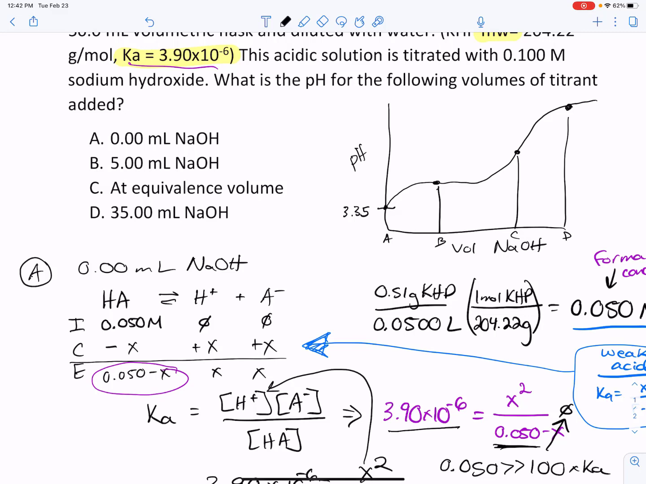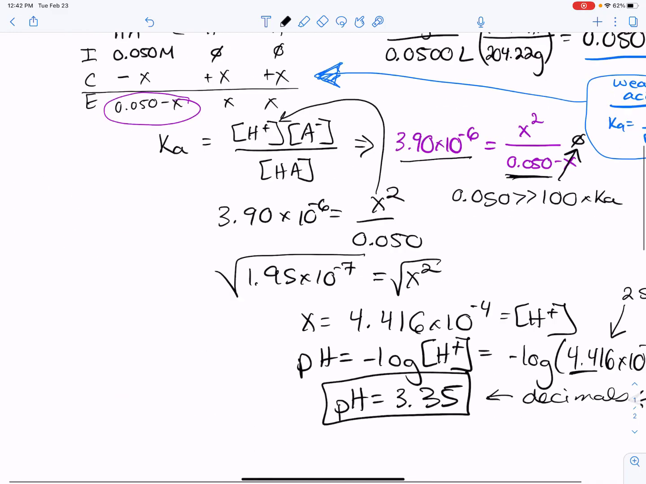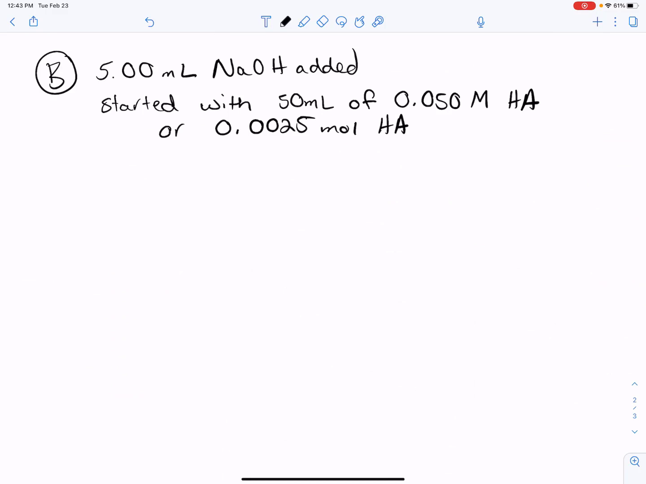All right, let's do the next point. Point B, what happens after I've added 5 milliliters of sodium hydroxide? What is the pH? For this problem, I like to remind myself of what I know before I get started. So I know I have 5 milliliters of sodium hydroxide. I have 50 milliliters total volume to start out with, and then I have my molarity of my HA, and then 0.0025 moles of that.